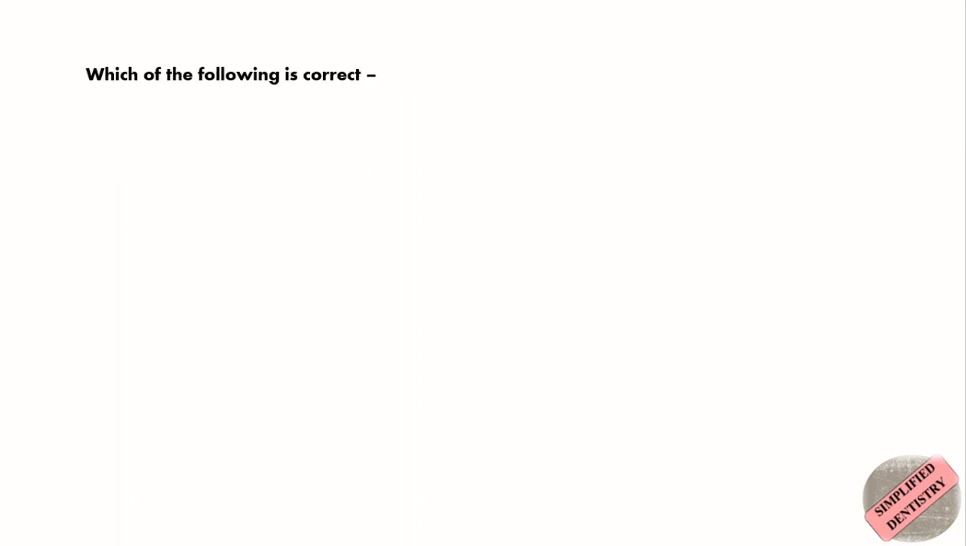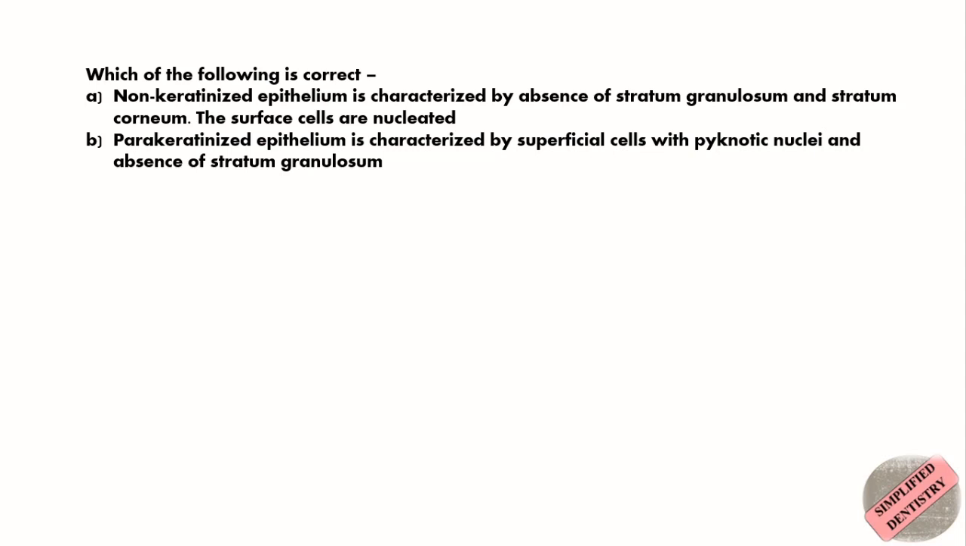Next question is also related to stratum germinativum. So the stratum germinativum of the oral epithelium is the term given to basal cells and parabasal cells. Next question is, which of the following is correct? And the options are option A, non-keratinized epithelium is characterized by the absence of stratum granulosum and stratum corneum, and the surface cells are nucleated.